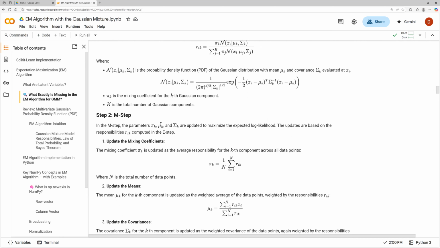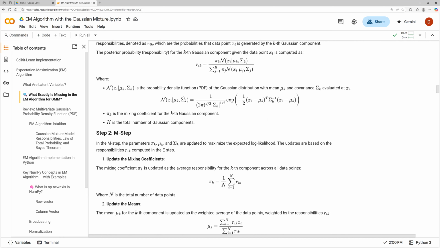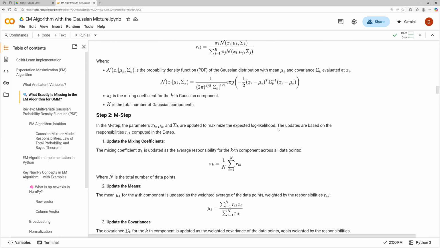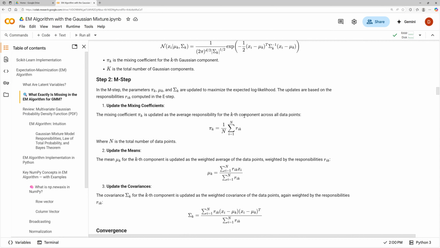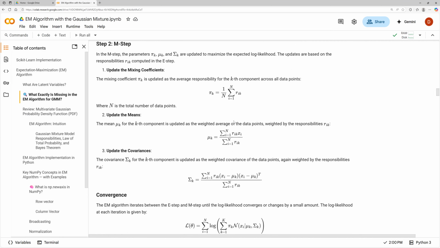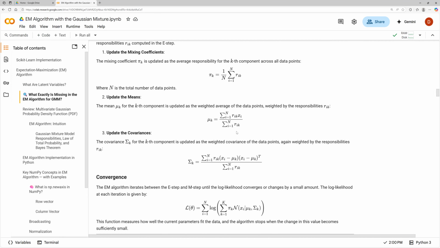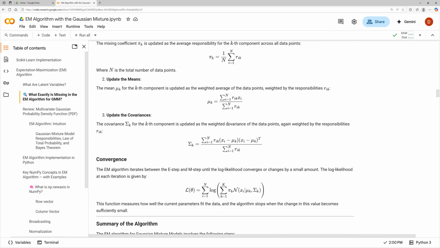In the M step, these parameters pi k, mu k, and the covariance matrix k are updated to maximize this expected log likelihood. The updates are based on the responsibilities R_ik computed in the E step. So the mixing coefficient pi k is updated as the average responsibility. We update the means by a weighted average of the data points and the responsibilities. And then we update the covariance matrix for the kth component.